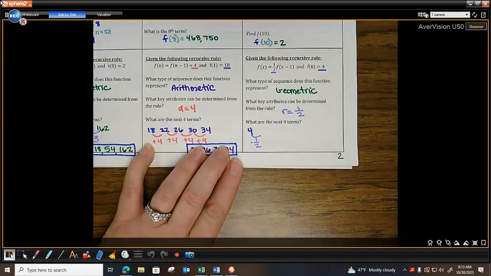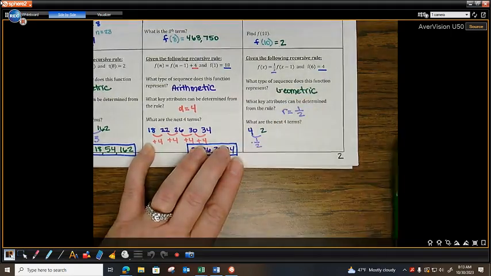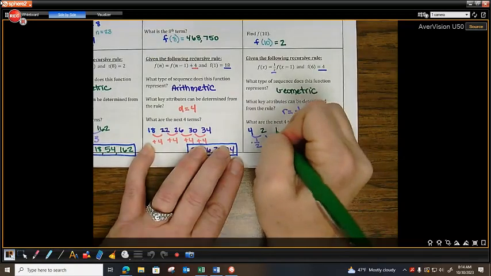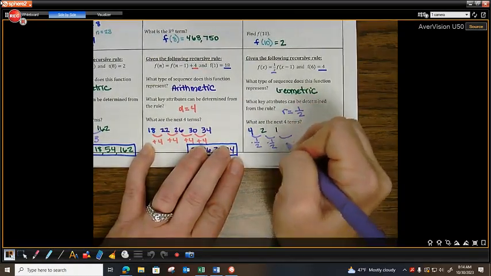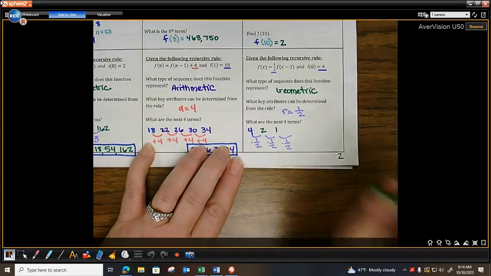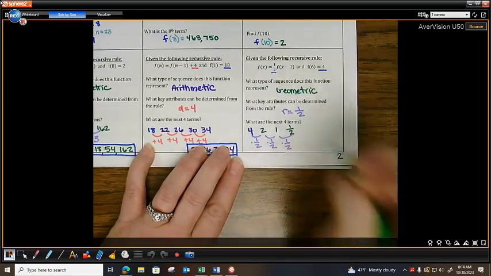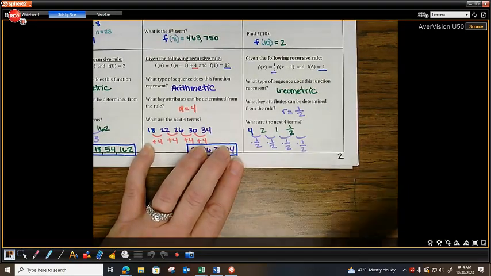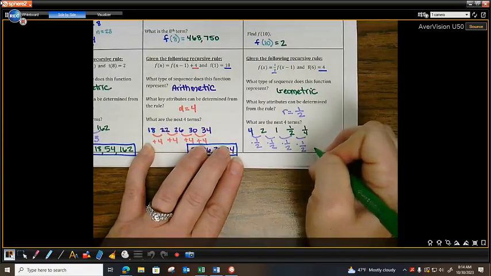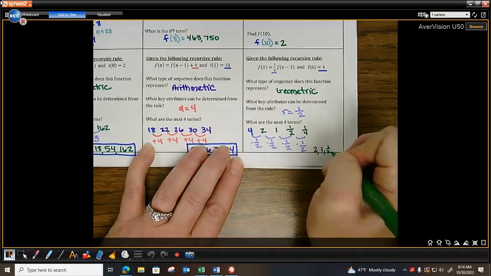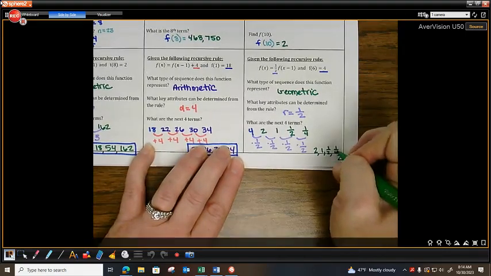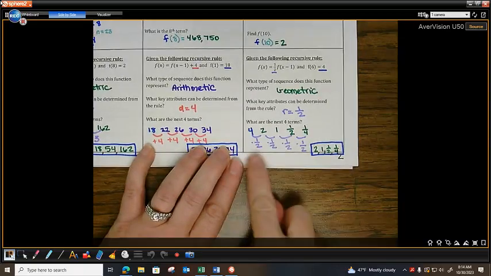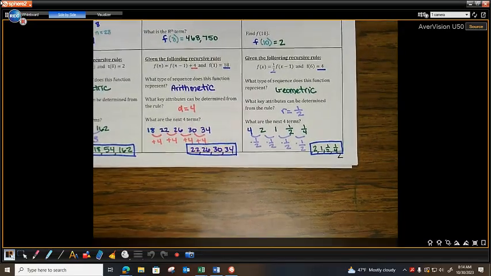So what's half of 4? What's half of 2? What's half of 1? 1/2. Don't use decimals. And then what's half of a half? 1/4. So our sequence is 2, 1, a half, and 1/4. We multiplied because it's geometric.